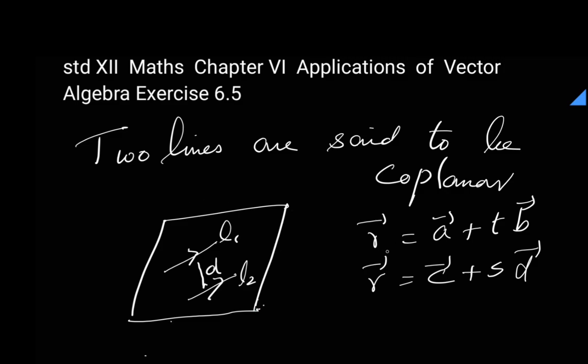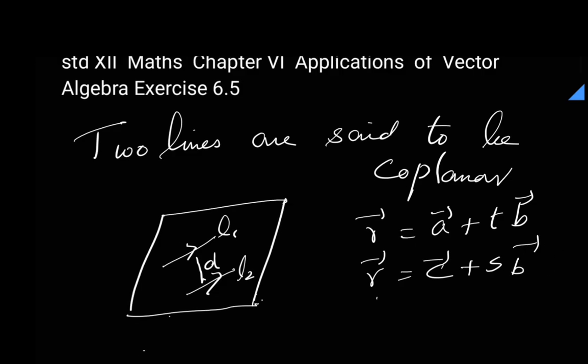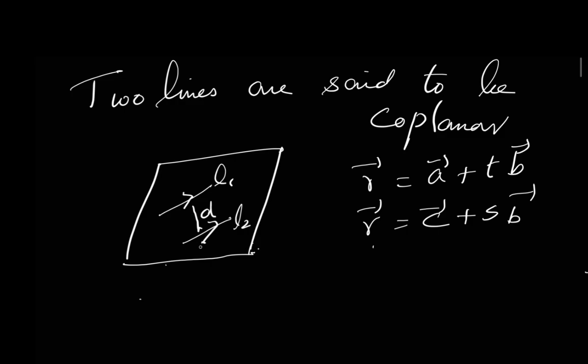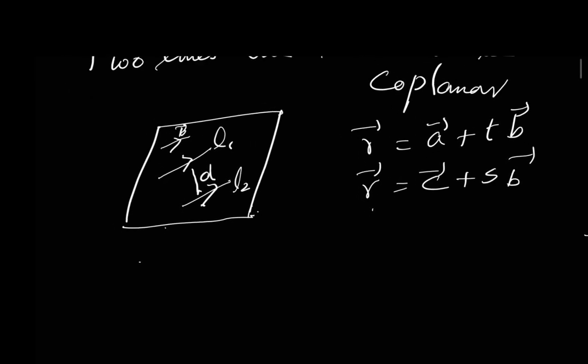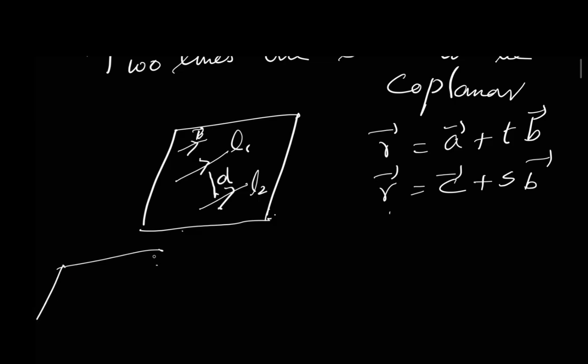Let me take the first line as vector r equals vector a plus t times vector b, and the second line as vector r equals vector c plus s times vector b. Here I take the same parallel vector, because the two lines are parallel. So both the lines are parallel to the same vector b. Or they may intersect also. If they lie on the same plane, the two lines may intersect at a point O.